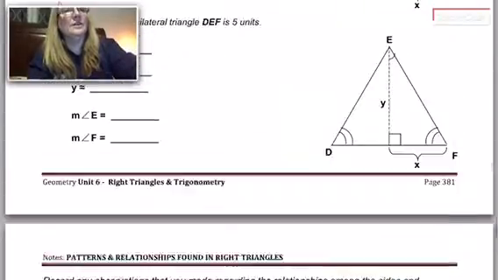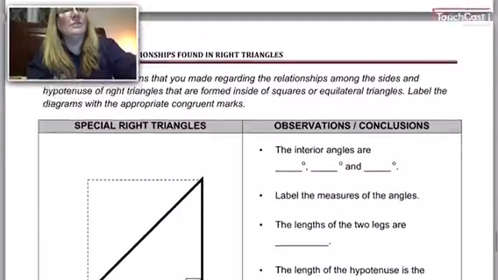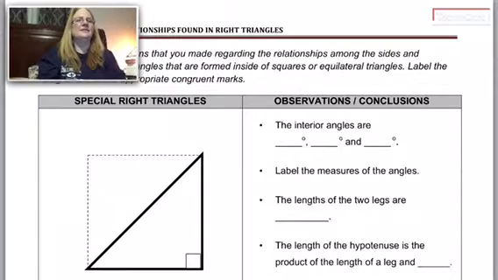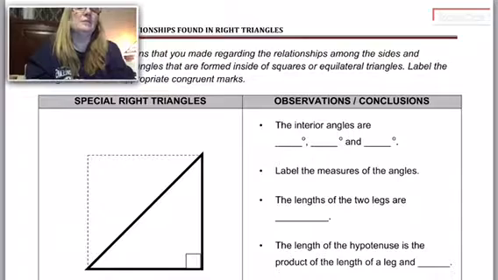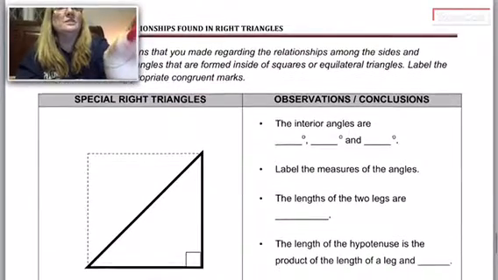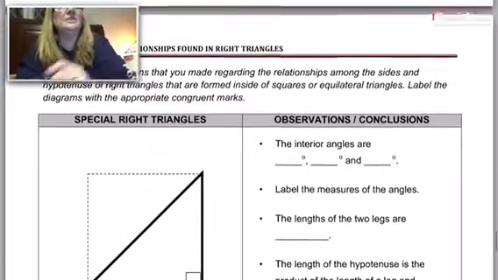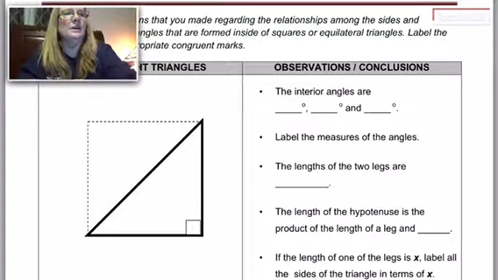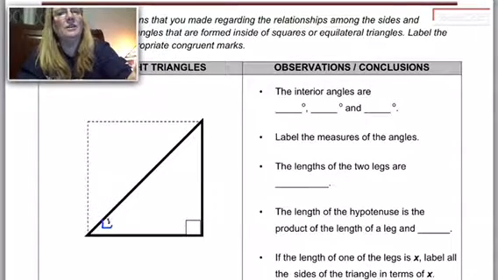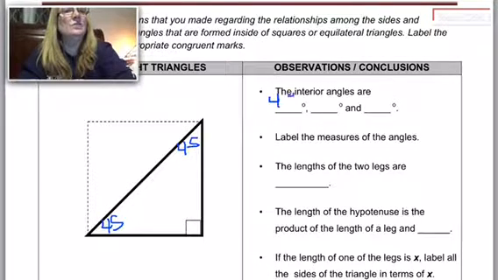Let's go on down to the very bottom here and let's fill this out because I think it will help now. So here are our special right triangles, and these are going to be the relationships that always exist. And they're called special right triangles because they're going to be special. Now it says to record any observations that we've made, and we're going to label these diagrams. So let me just do that for you here. This first one is what we're going to call the 45, 45, 90 triangle. So the interior angles are 45, 45, and 90.